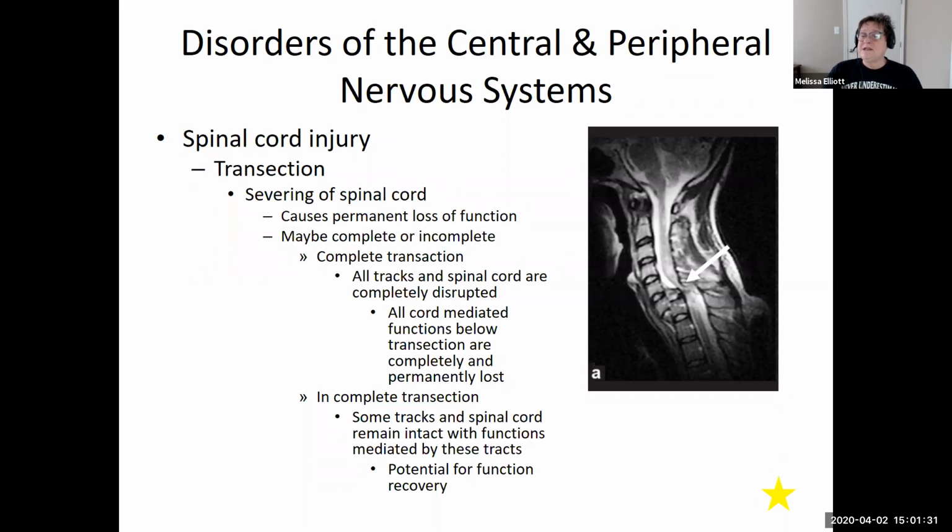The information has to find a new way around, and so when it does, it finds its way into a new pattern that will then lead to some potential recovery of function in that particular part of the body.